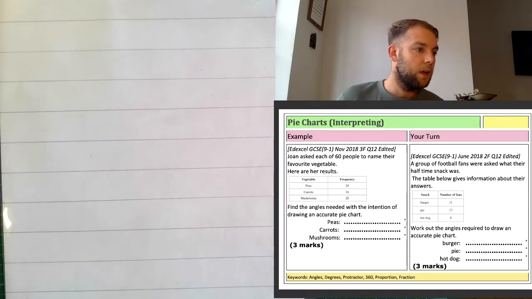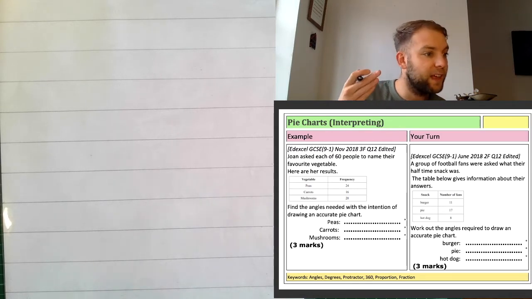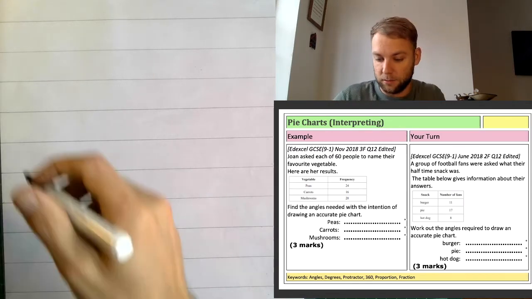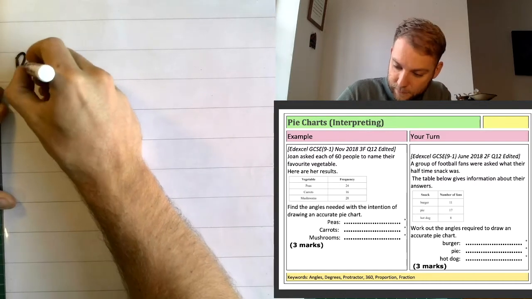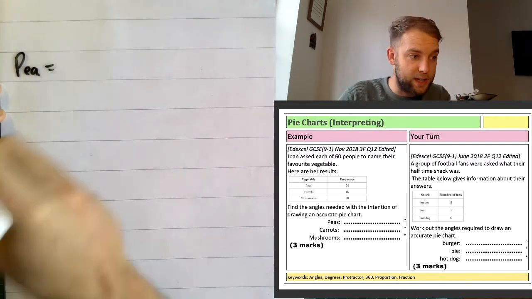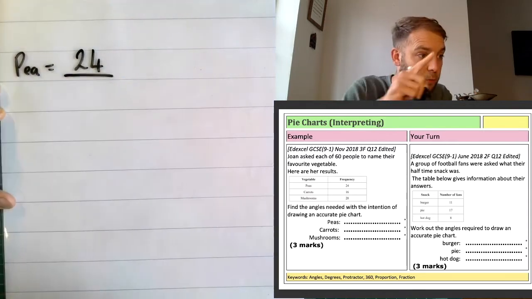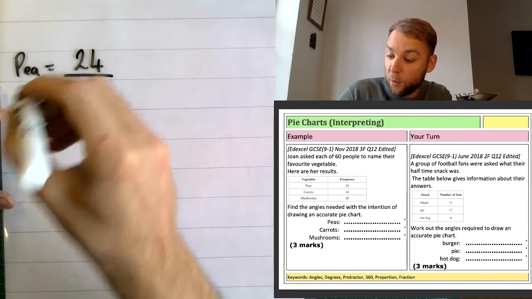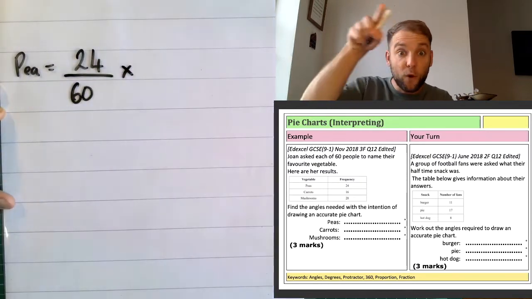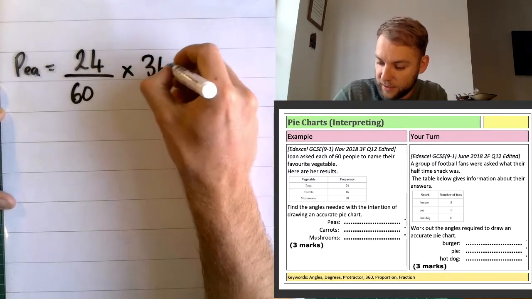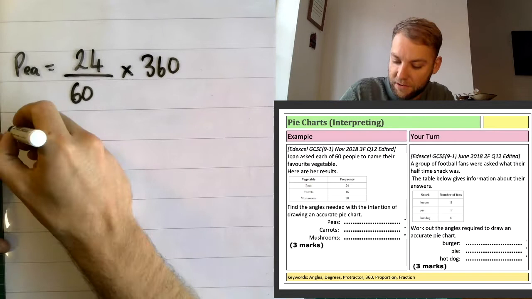So we know that there's 60 people. And we're thinking about peas this time, and it wants the angle. So for peas, the proportion is going to be 24 peas out of the total, which in this case is 60. But if I want the angle, I times by a full turn, which in this case is 360. Let's do the carrots next.